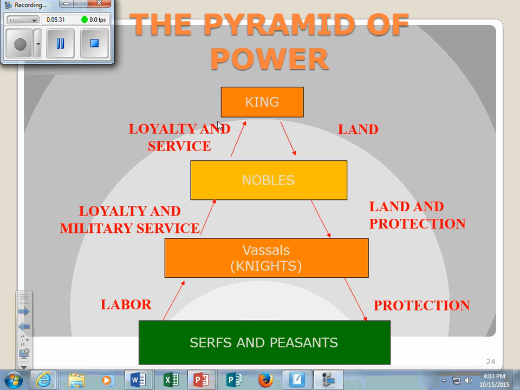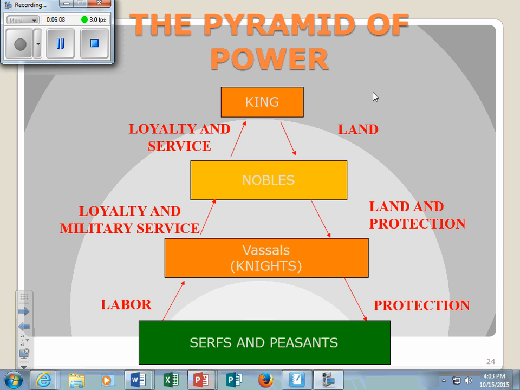So let me just recap one more time for those of you that still may struggle with the concepts of feudalism. The king has the land. He gives land to his nobles. The nobles then provide land and protection to the knights. The knights give protection to the serfs and the peasants, who are at the bottom. The serfs and the peasants give their labor to the knights and the vassals. The knights and the vassals provide loyalty and military service to the nobles, and the nobles provide service to the king. And this was the predominant source of government throughout Europe through much of the Middle Ages and even into the early Renaissance.